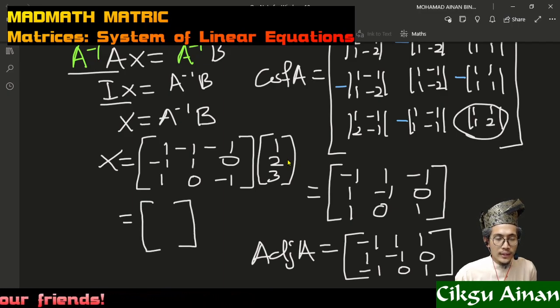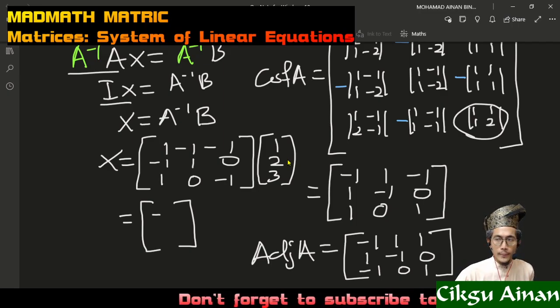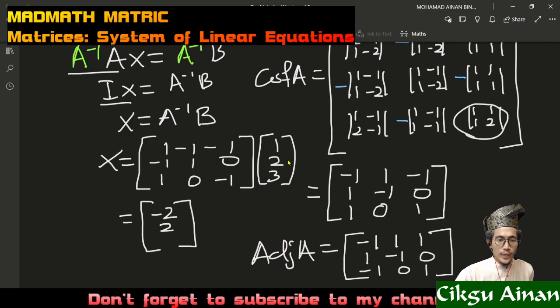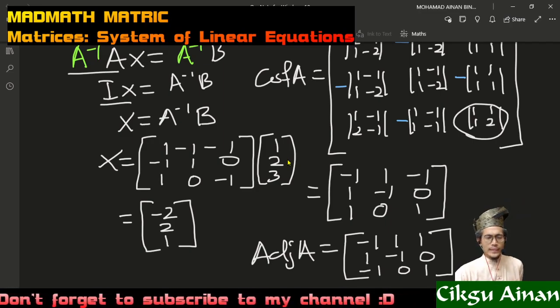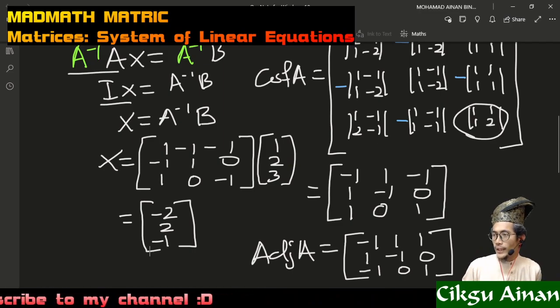Since 3 by 3 multiplied by 3 by 1, you should get 3 by 1 as well. Okay, so what are the numbers? The numbers are minus 2, 2, and minus 1. Okay, so those are the numbers.